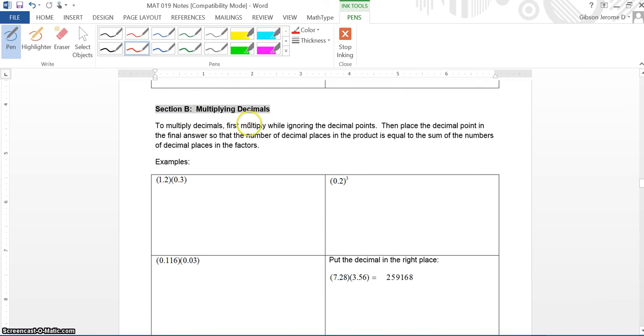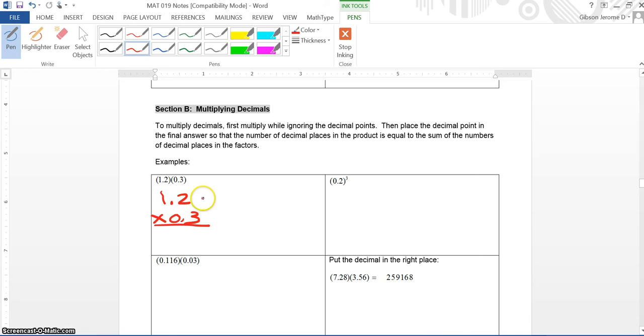Now we scroll to multiplying decimals. It says to multiply decimals, first multiply while ignoring the decimal points. Then place the decimal point in the final answer so that the number of decimal places in the product is equal to the sum of the numbers of decimal places in the factors. Now, let's do this here. This is really 1.2 times 0.3.